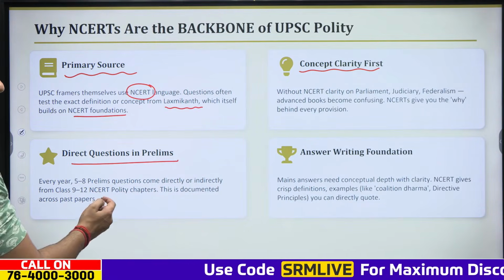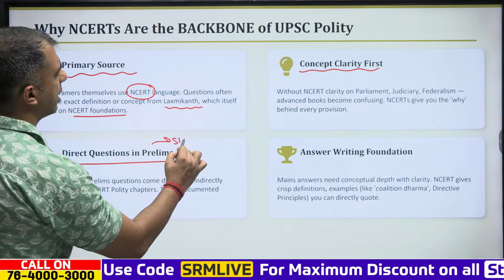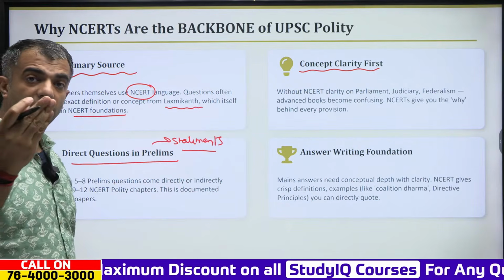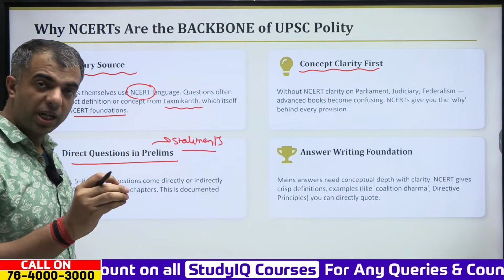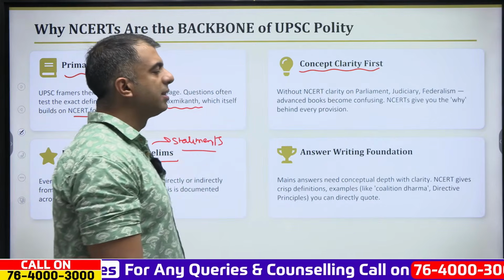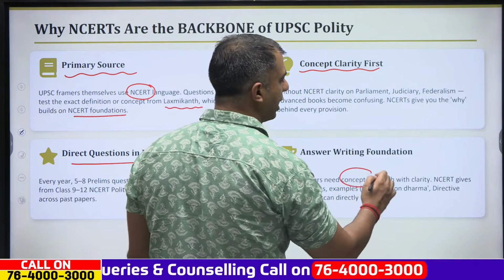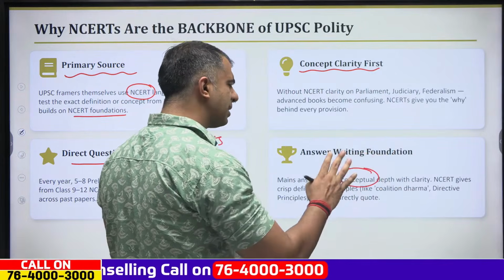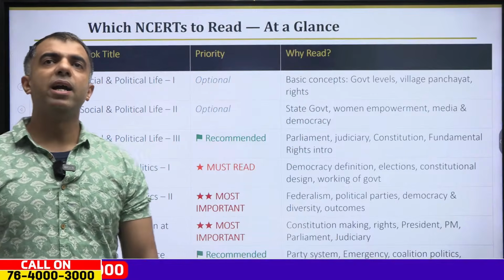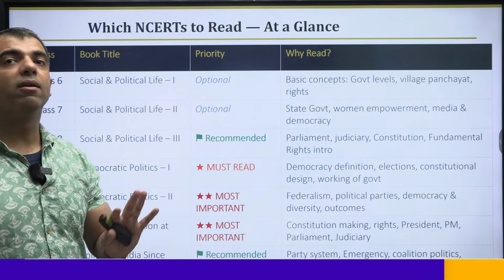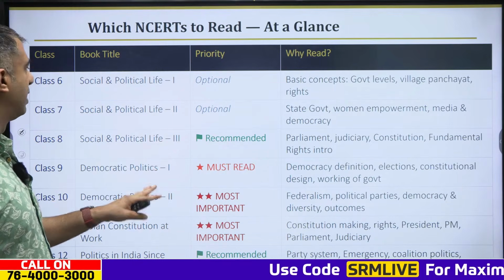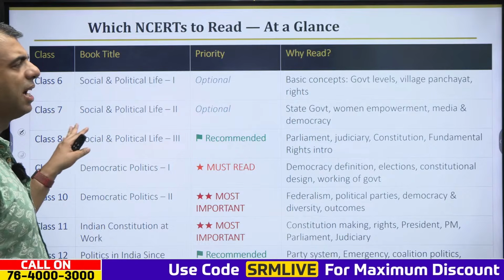Lastly, we can see direct questions are being asked in prelims. We have seen direct statements being picked up from the questions that have been given in the NCERTs. Moreover, mains answer writing needs conceptual depth with clarity, and this is something that only NCERTs can build for you. Next, moving ahead, which NCERT to read and how to read it. Clear? Now, whenever we are going through the NCERTs, class 6 and class 7 NCERTs are optional.